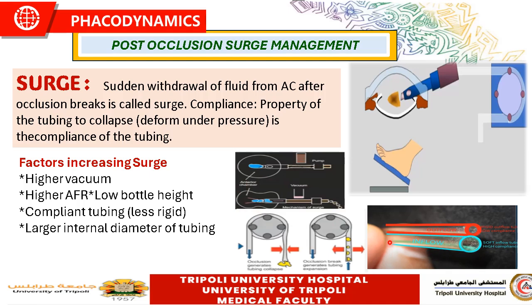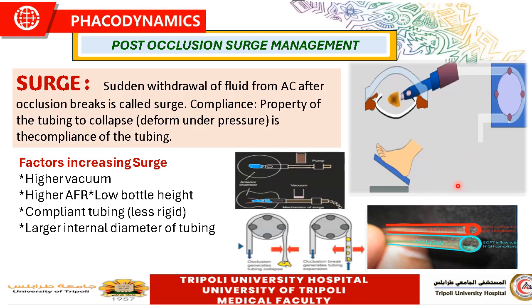Also, it could be related to the tubing lumen. Normally, the irrigation line should be wider as compared to the aspiration line. So if the aspiration line is wide, or is not that narrow, the aspiration of fluid from the anterior chamber will be very high. Also related to your parameters, if you are using a very high vacuum setting and high aspiration rate, the risk of surge will be more.